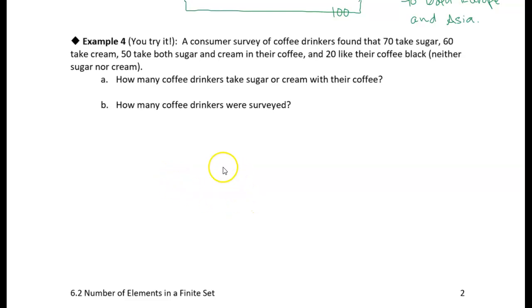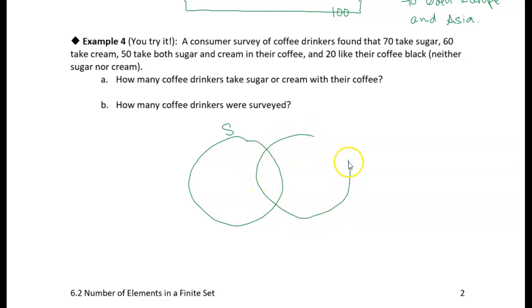All right, well, let's take a look. Let's draw a Venn diagram. That's always a good way to start. Okay, so we have some people who like sugar. So I'm just going to call that the set S for sugar. Okay, and then we have another set of people who like cream in their coffee. So I'm going to call it set C for cream. Okay, now some people take sugar and cream. They would fall in the intersection, and some people don't take either.